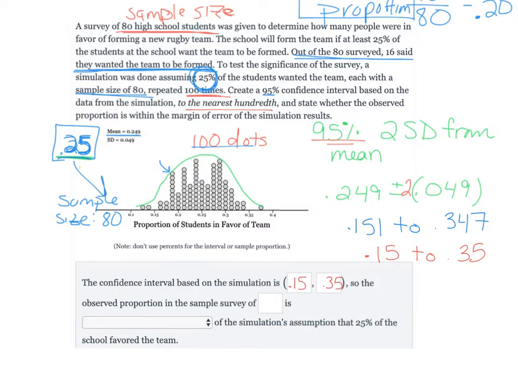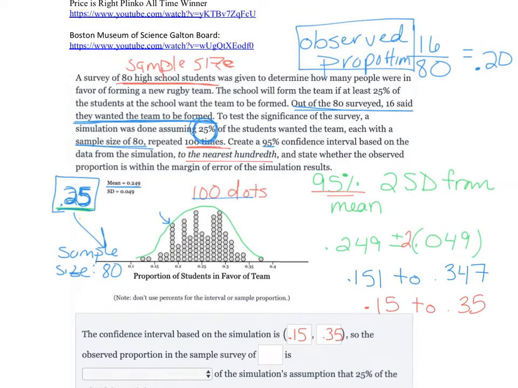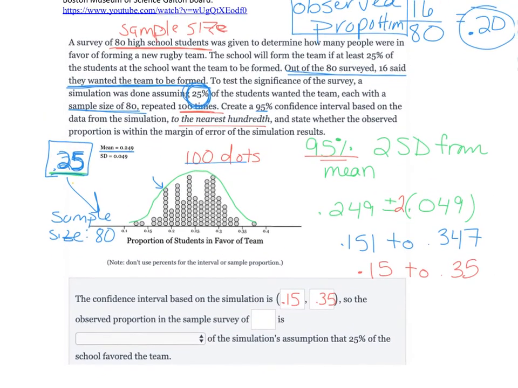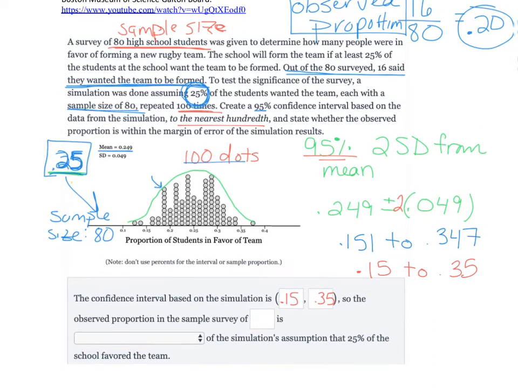So the observed proportion in the sample survey, if I move back up the page, remember that was this number? That's what happened when they did the survey. So that observed proportion of 0.2 or 0.20, whatever you want to use there is fine. That 0.2, and we're going to mark this on the graph, is inside of the confidence interval, which is here to here. So if you click on this, this says it's within the margin of error.